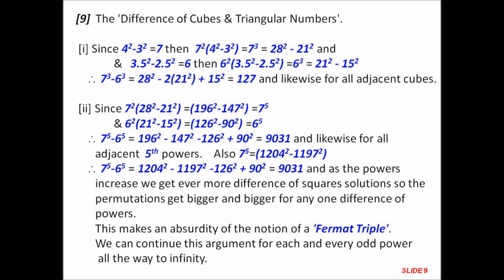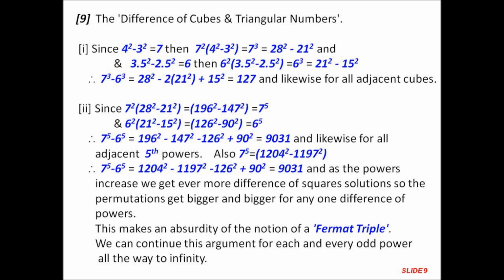The difference of cubes and triangular numbers. In 1, I have demonstrated how from the difference of squares for an integer we can generate a difference of squares for a cube, the roots of the squares being adjacent triangular numbers for adjacent integers. It is thus possible to state the difference of cubes as the sum of two squares minus the sum of two squares.